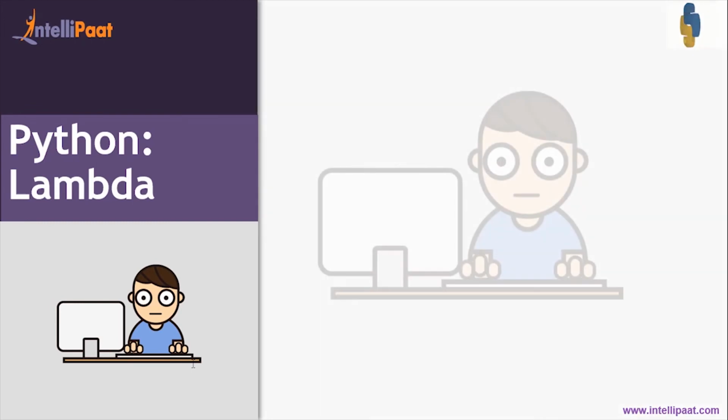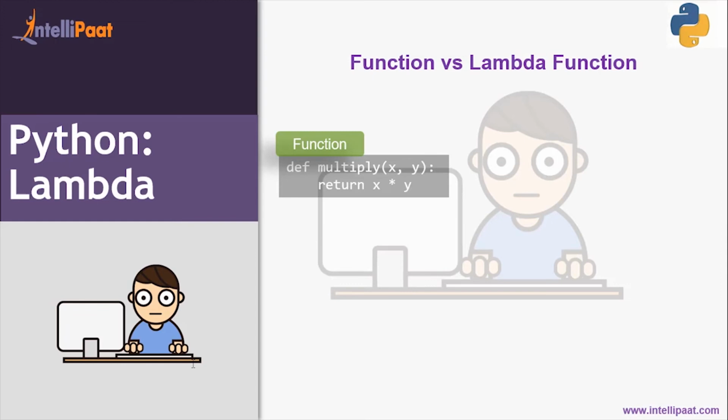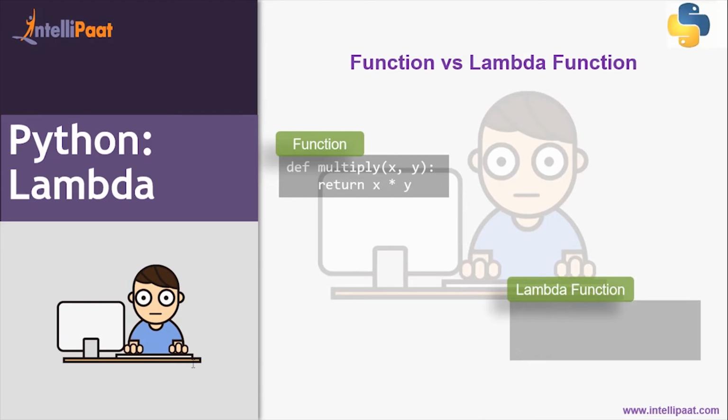Let's move ahead. Next is function versus lambda function. What we are doing up here is comparing a function with a lambda function. Here's a normal function which takes two arguments and returns the multiplication result of both of them. And here is a lambda function for the same. It's like r equal to lambda x comma y such that x multiplied by y, and if you call r of 12 comma 3, it will return the result of 12 multiplied by 3, that is 36.